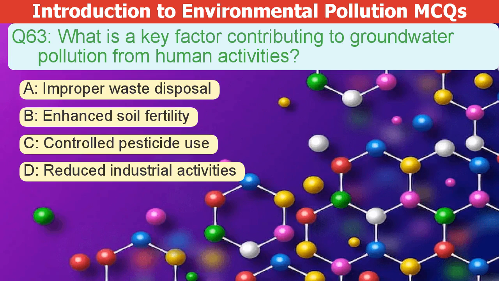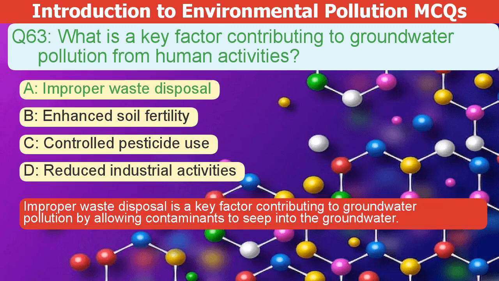What is a key factor contributing to groundwater pollution from human activities? A. Improper waste disposal. B. Enhanced soil fertility. C. Controlled pesticide use. D. Reduced industrial activities. The correct answer is A. Improper waste disposal is a key factor contributing to groundwater pollution by allowing contaminants to seep into the groundwater.